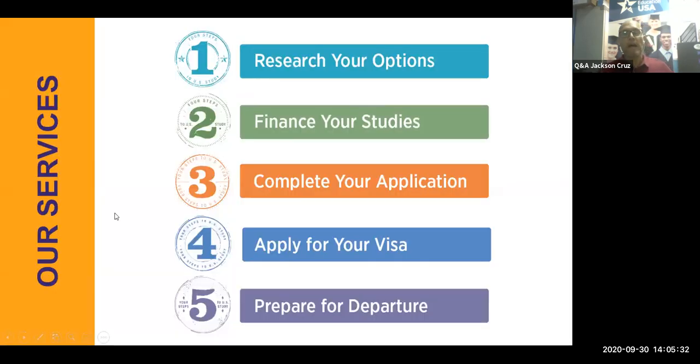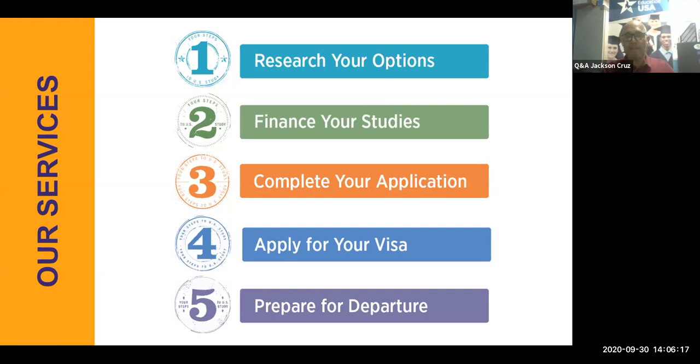Some of the services that Education USA provides are, for example, researching your options, how to find that unique institution that will fit each individual's need. Also, Education USA advisors are experts on helping find financial aid opportunities. Other opportunities we have available are on how to complete your application, which is the session we are doing today, especially for guidance counselors.